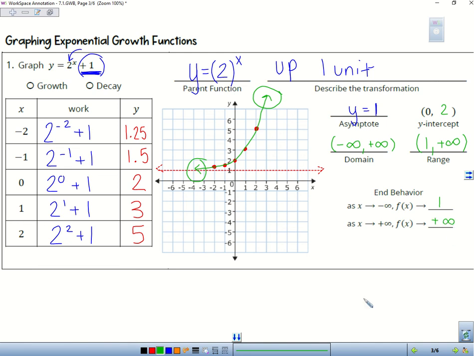Now the last thing we have to identify, exponential growth or decay, as it is growth. You can see that it's going away from the asymptote as we go to the right, but the other way to tell is the base bigger than 1? And it is. It's 2. Okay.